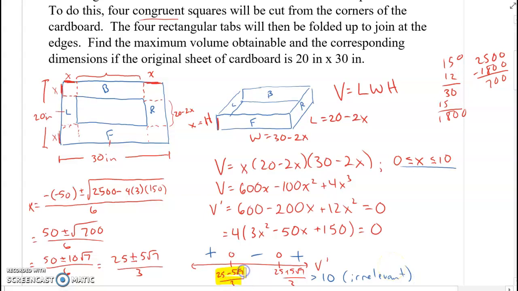We're looking at this as being the x value. This is the magic x value that we're going to cut the squares out at, right? Remember, this quadratic formula is solving for x, and x is the length of the sides of the squares. So 25 minus 5 root 7 all over 3 inches is the number of inches we cut these squares out to be. And then to find the corresponding volume, we would take that crazy number and plug it into the volume formula. So this would definitely be a calculator question at this point, because, well, at least for me, I just don't feel like plugging that into that cubic.